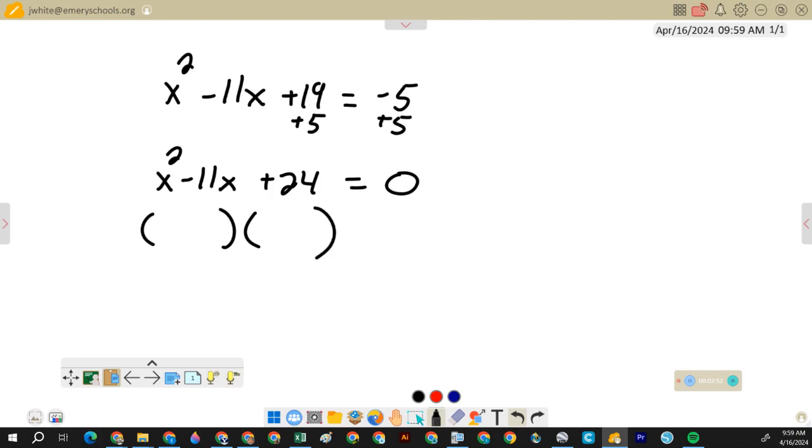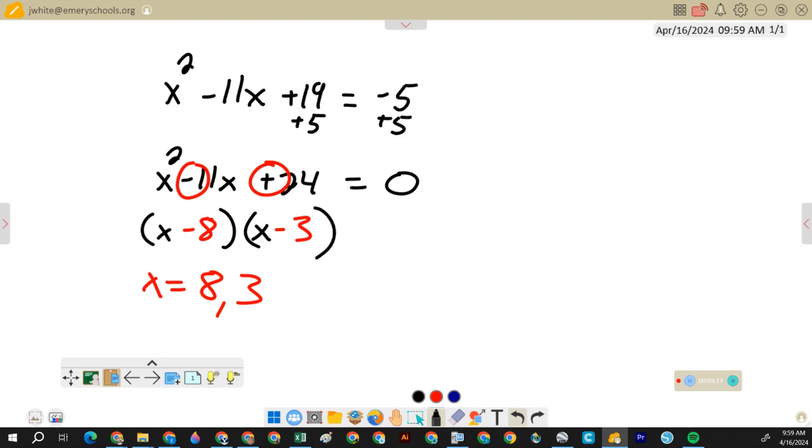And I can factor that. Can you think of two numbers that multiply to be 24 and add to be negative 11? Negative 8 and negative 3. So the roots here are 8 and 3. Okay.